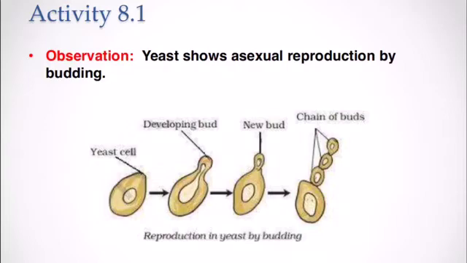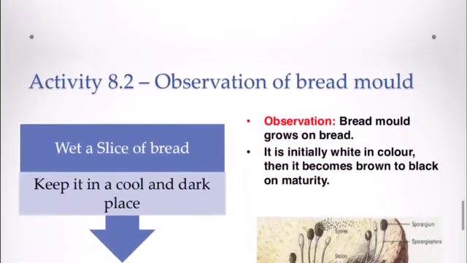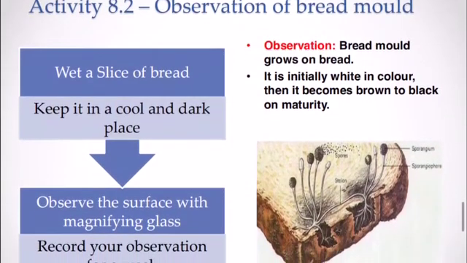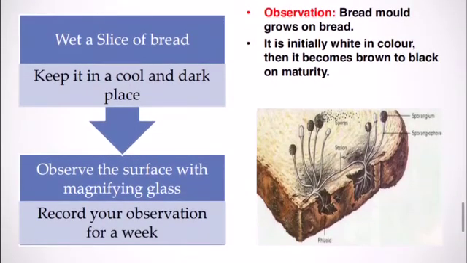Now continuing further, next is observation of bread mold, 8.2 activity. So in this what you will do, you will wet a bread and keep it in a cool and dark place and then observe the surface with a magnifying glass. Record your observation for a week. So bread mold grows on the bread. इस तरह से blackish हो जाता है bread, अगर आप देखेंगे तो इस तरह से black हो जाता है. It is initially white in color and then it becomes blackish brown on maturity, right?